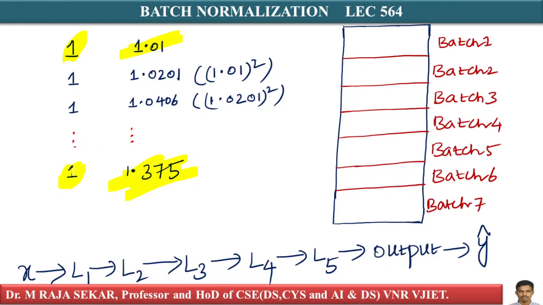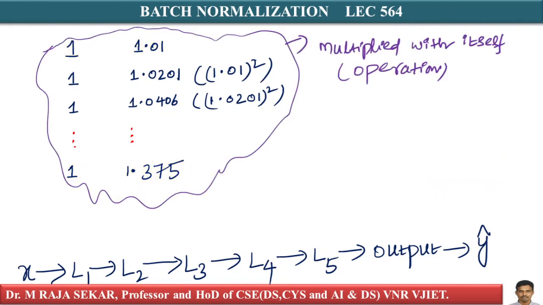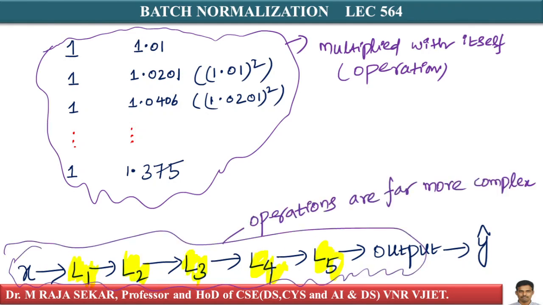1.375 is 37% more than 1, by just applying a very simple operation a few times. What is the operation here? I multiplied it with itself. Here the operations are far more complex.